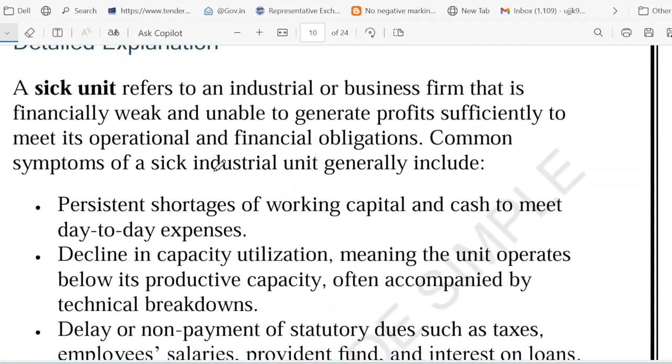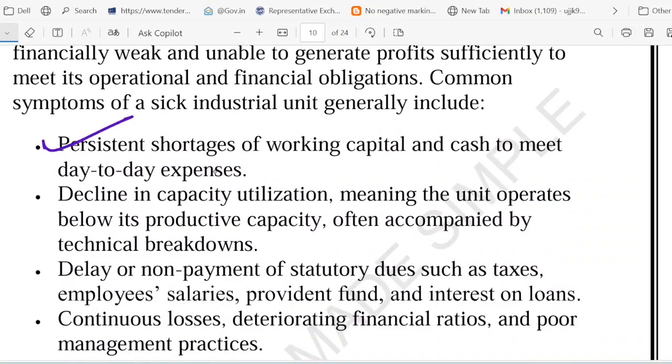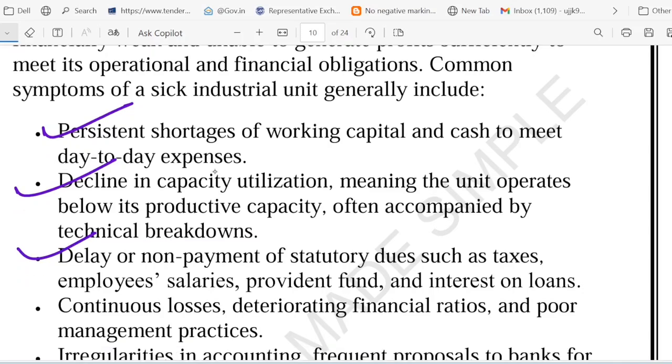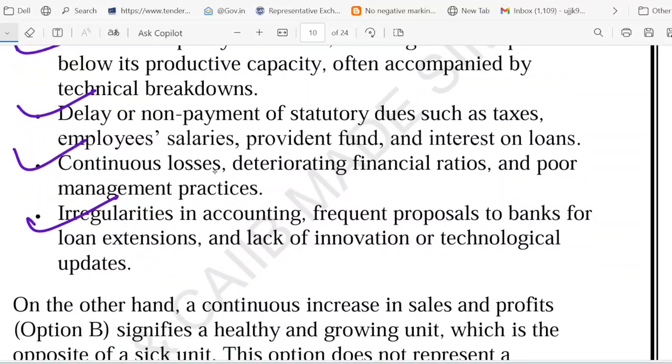Remember, these are the symptoms of sickness: persistent shortage of working capital, decline in capacity utilization, delay or non-payment of statutory dues, continuous losses, deteriorating financial ratios, and irregularities in accounting. Okay, so friends, remember, a sick unit shows signs of financial weakness like cash shortage, declining production, and default, and if sales and profit are rising steadily, that is actually a sign of health.